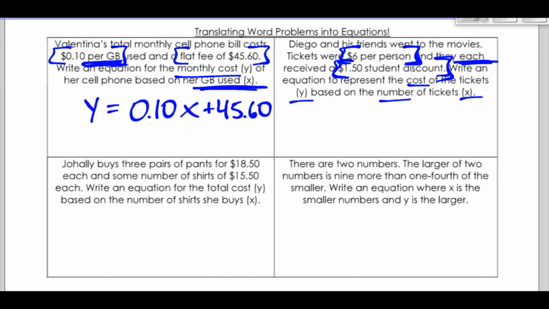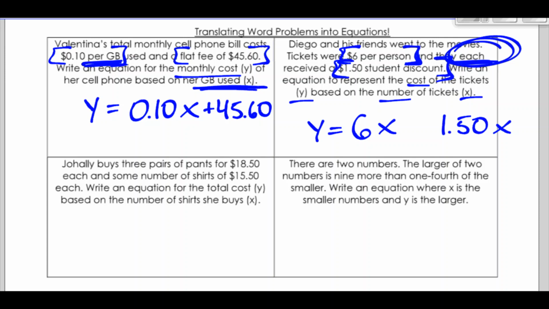The total cost is our y, and that equals $6 per person, times the number of tickets that we need to buy. But we're also getting a discount for each person. That's important. It's each person. So that's actually also going to be multiplication. It's $1.50 for each ticket that we buy. But a discount, actually that should have been one of the mathy money words. We're actually subtracting there. If we're getting a discount, we've just learned about this, that we subtract that amount. So we're subtracting $1.50 for each ticket that we buy.